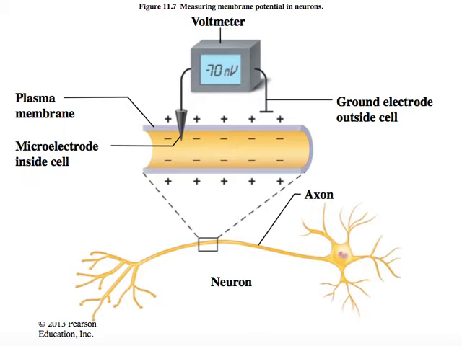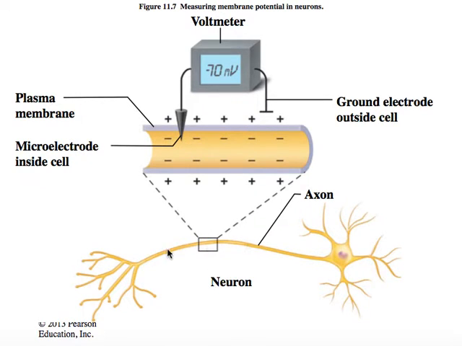So let's talk about what we're looking at in this picture. This is what we call a voltmeter, and you'll notice that it's reading minus 70 millivolts. Outside of the cell is a ground electrode that is basically reading 0. It's reading the neutral fluid, so that you can see the difference from the outside of the cell to the inside. Here we see a microelectrode that has punctured right through the plasma membrane and is therefore reading what is going on inside of the cell.